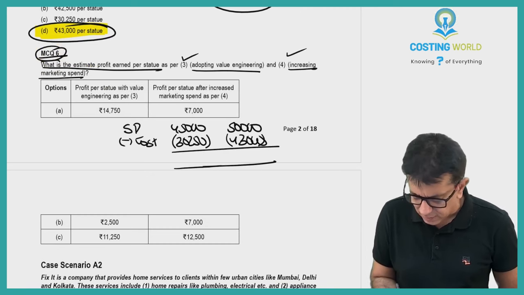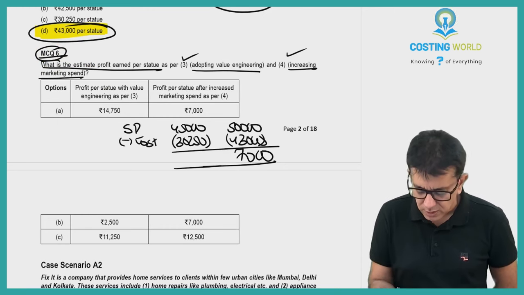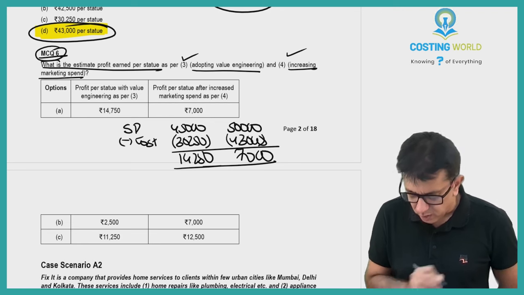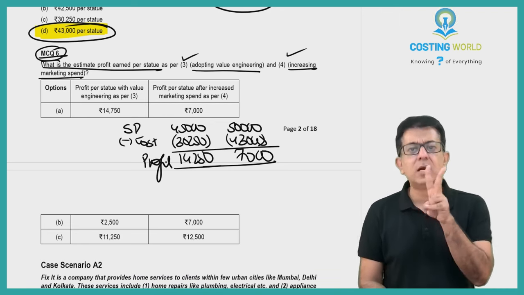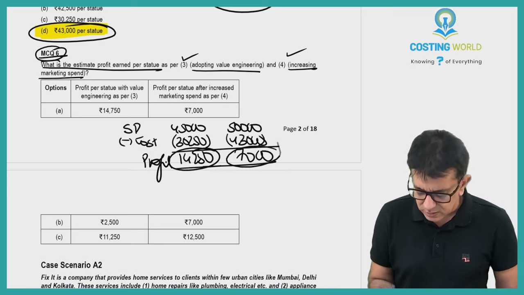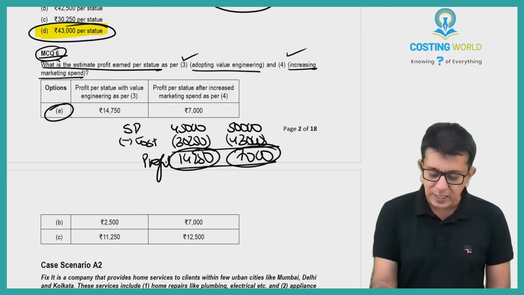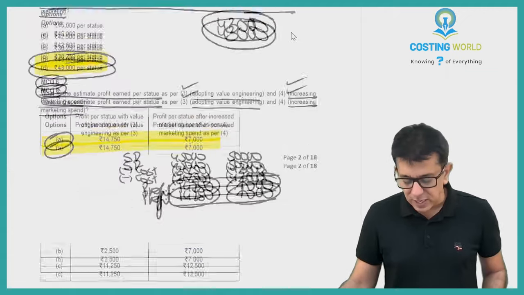So therefore, your profits over here are 7,000. And profit over here is 14,250. These are the profits under the two proposed plans that are there. So I guess these profits are mentioned in A. So therefore, these should be the correct answers. Okay. So these are your answers.